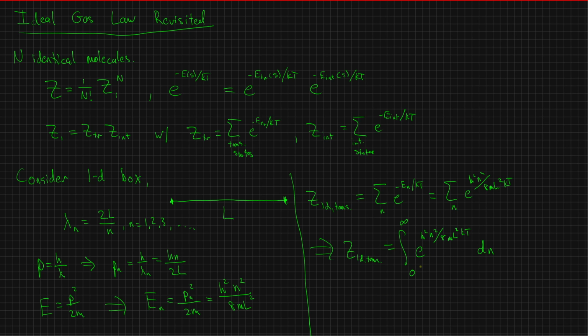So this is just a Gaussian integral, like we talked about before. So we have a nice little formula for it. If we put it in, we just get the following. We would get square root of pi all over 2 times the square root of 8mL squared kT all over h squared. Okay, I'm running out of space.